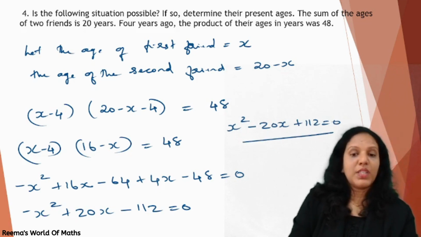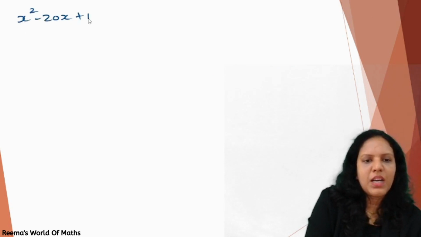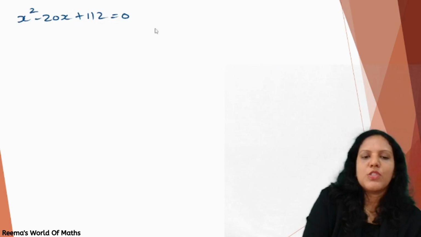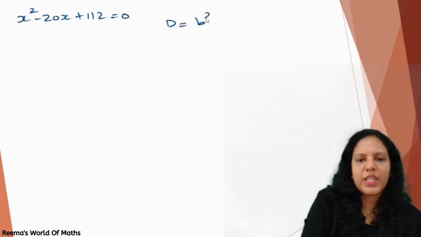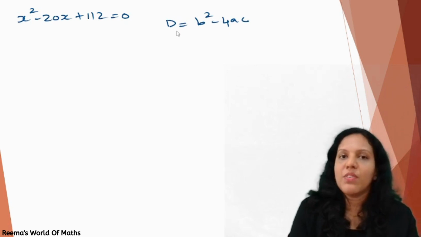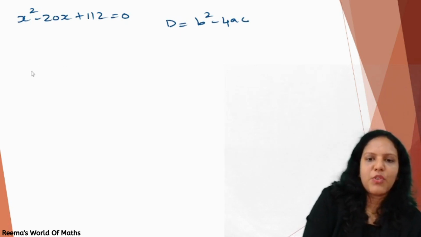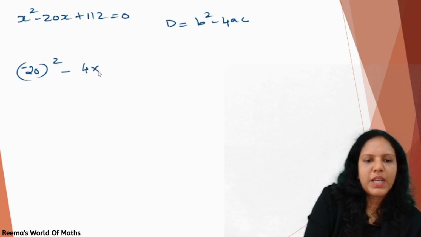Let's find the value of the discriminant for x squared minus 20x plus 112 equals to 0. So the discriminant D is equal to b squared minus 4ac. According to the value of D, we can identify the nature of the roots. So D is equal to b squared minus 4ac, b is equal to minus 20, so minus 20 squared minus 4 multiplied by 1 multiplied by 112.